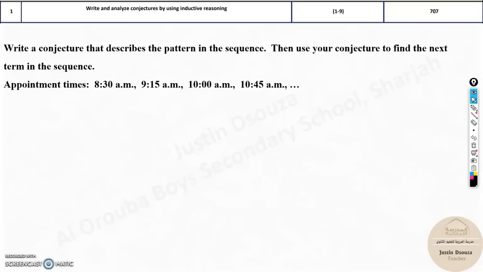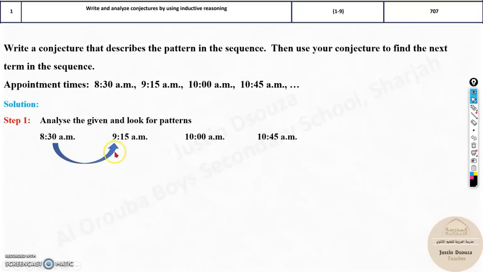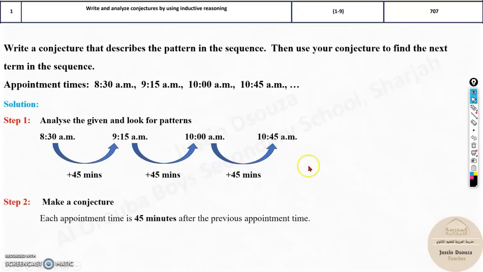Now you can see the appointment times, that is 8:30 a.m., 9:15 a.m., 10 a.m., 10:45 a.m. So what's going on? It might be a doctor's clinic, and the appointment times are given such that after a certain time you get another appointment. So if you look closely, analyze this, look for the patterns. Over here you can see there's a 45 minute gap from 8:30 to 9:15. Again 45 minutes. Again there is 45 minutes. So what will be the next appointment time? Add 45 minutes to 10:45. That will be 11:30. So each appointment is 45 minutes after the previous appointment. So the next appointment will be 45 minutes after 10:45 a.m., that is 11:30 a.m.